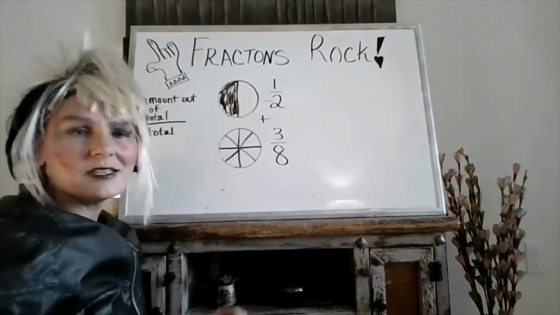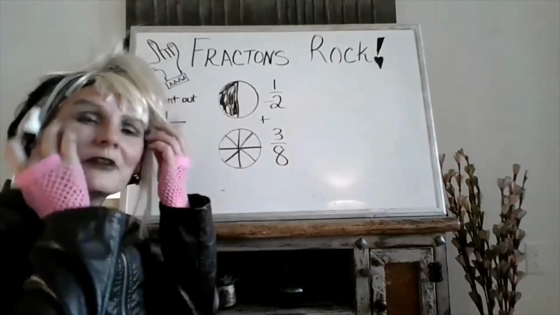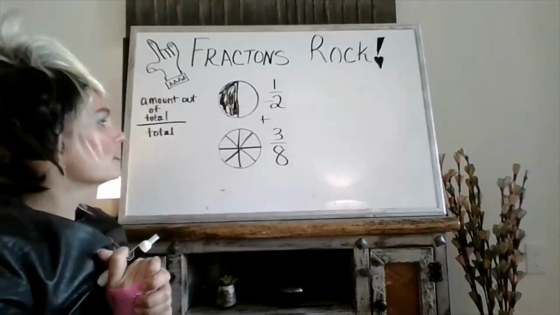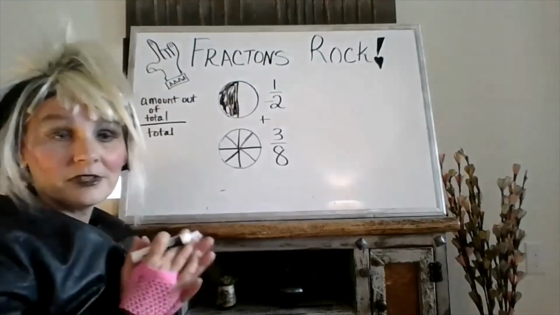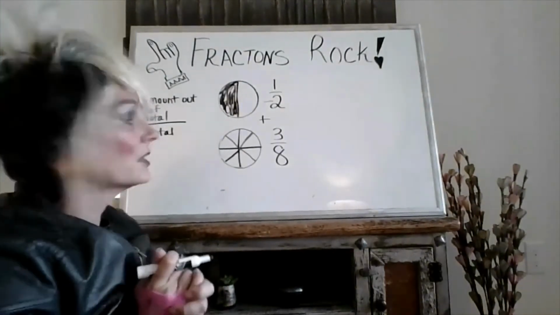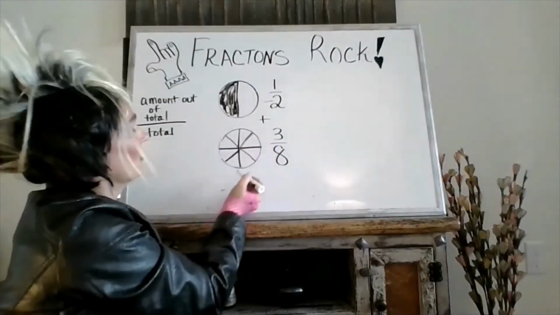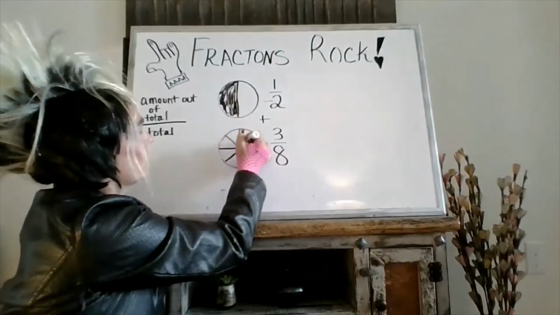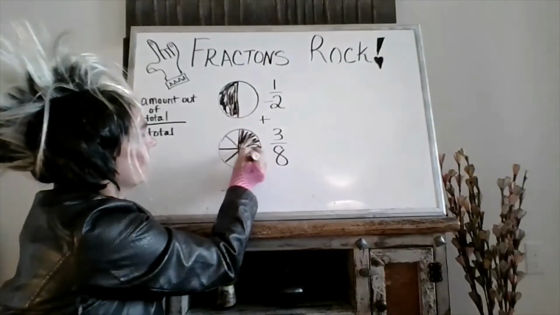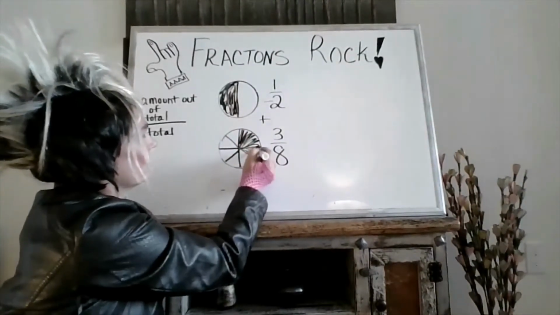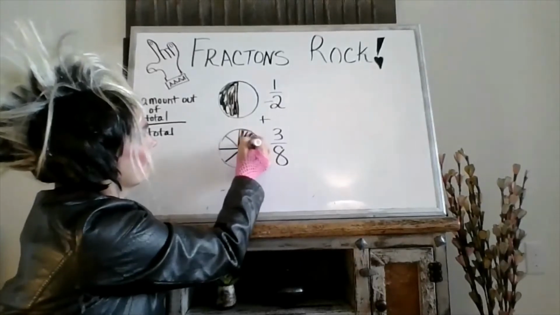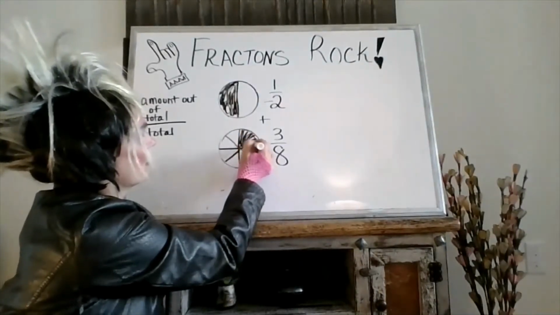Now, usually kids have a hard time drawing these. That's why I don't want to make you do that right now. So just trust me. Unless you're feeling like you want to do it, go ahead. So now we have 8 pieces, and we're going to color in 3 of those. So 1, 2, 3. All right. 1, 2, 3.